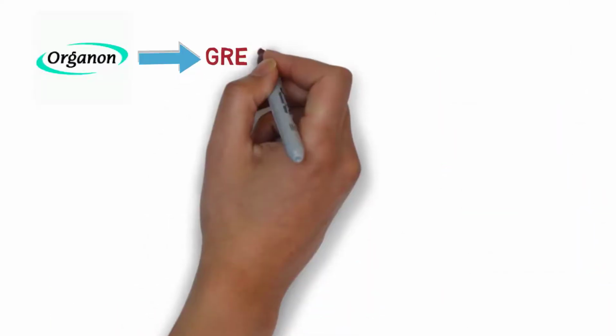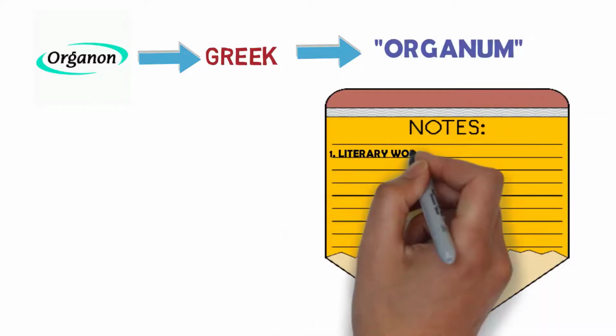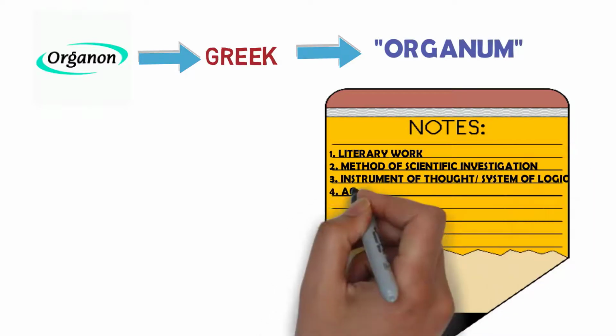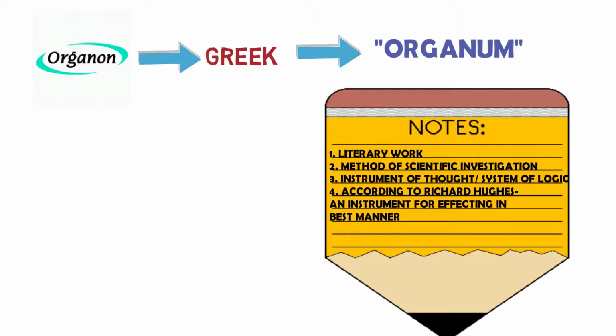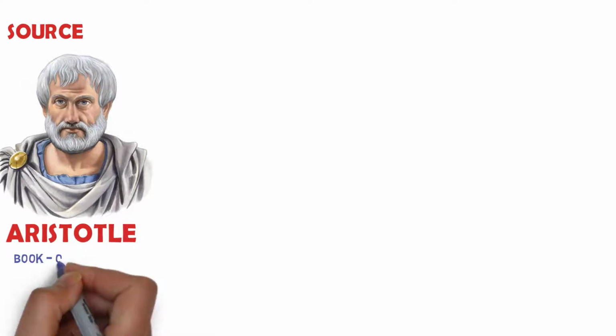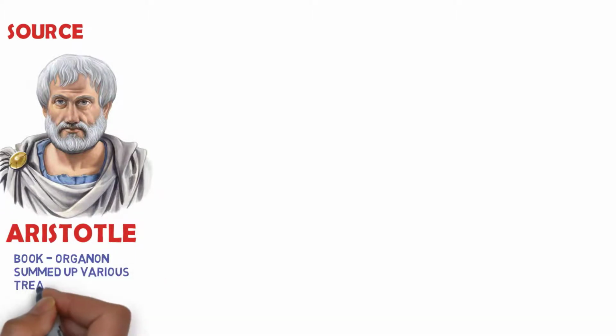The word Organon is derived from the Greek word organum, which means literary work, method of scientific investigation, instrument of thought or system of logic, and according to Richard Hughes, an instrument for effecting in the best manner. The word organon was first used by the Greek philosopher Aristotle, who wrote a book named Organon. Various treatises of logic were summed up in that book.